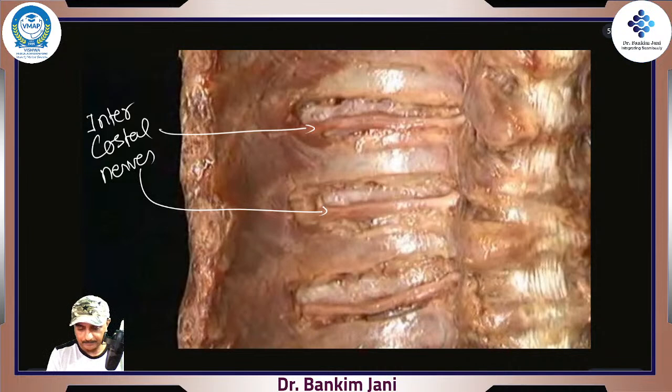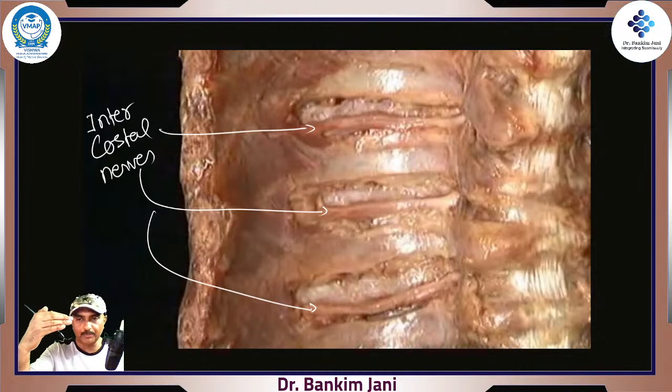Now see, you remember that we talked about intercostal arteries, intercostal vein, and intercostal nerves, right? Vein, artery, nerve. We talked about vein and arteries. Now these are intercostal nerves. Intercostal nerves, right? See this, this, this. These are all intercostal nerves. So above there would be vein, artery, and then the nerve, right?